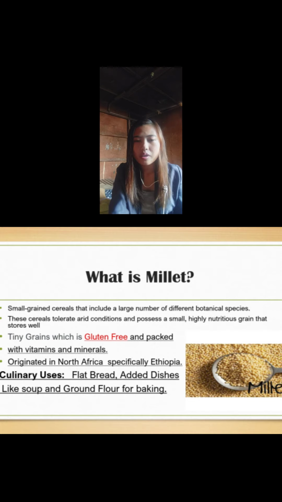Moreover, millet also has culinary uses. It is used for flatbread, added to dishes like soup, and ground into flour for baking.